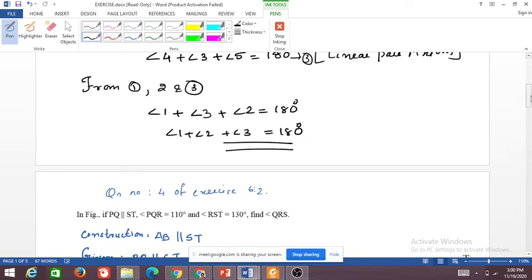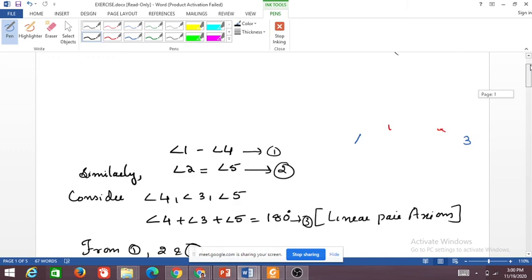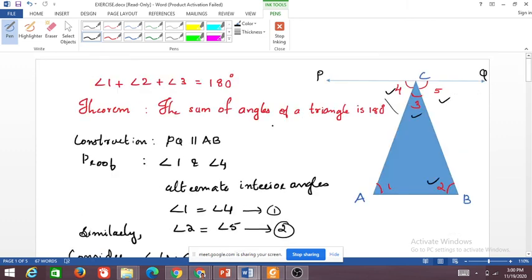Yes, ma'am. So note this statement and try to prove this by yourself. Okay, can you do that? So just write the statement, then try to prove this yourself. Yes, ma'am.